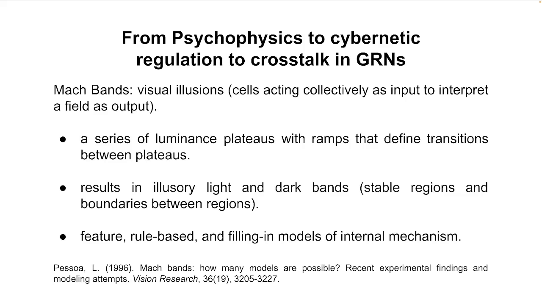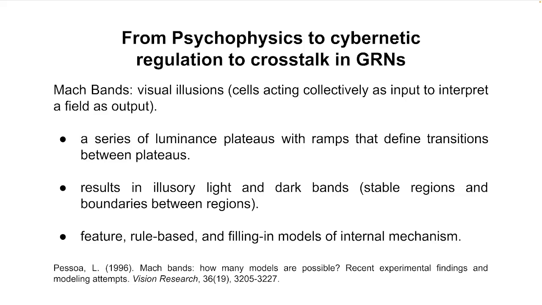Mach bands result in illusory light and dark bands, or stable regions and boundaries between regions. So this is essentially something like what you see in morphogenetic gradients, where you have these differences across the continuum, across the gradient, and there are stable regions and unstable regions.